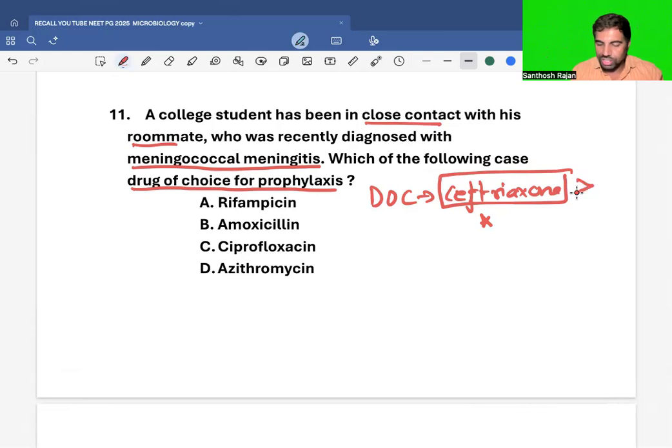So the next option after ceftriaxone is rifampicin. Here they are especially asking for prophylaxis, so if ceftriaxone is not there, then it is rifampicin. I told students, no one told me ceftriaxone was an option. So you can just close your eyes and mark rifampicin.